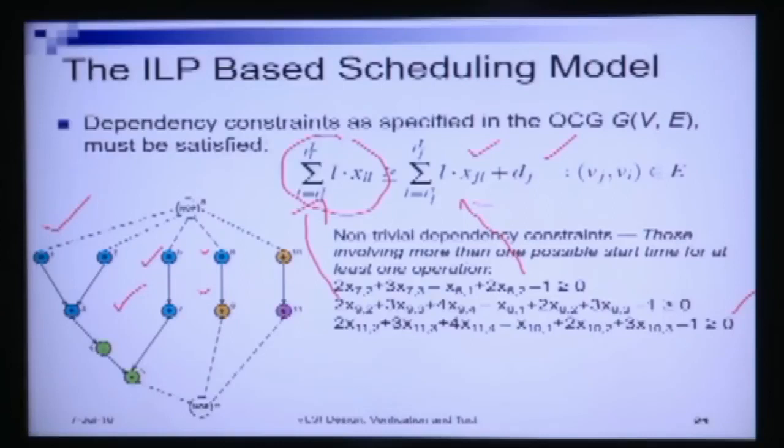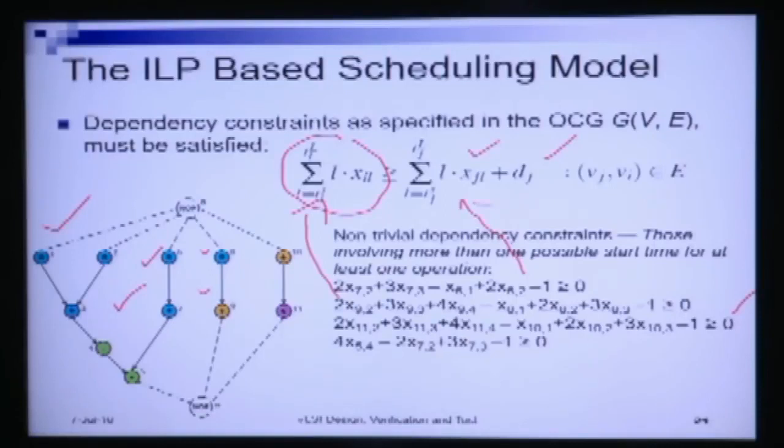Hence, progressing in this way, we get the constraint between operation 11 and operation 10. Because operation 11 can be scheduled in either the 2nd, 3rd or 4th time steps, its start time is represented by 2x11,2 plus 3x11,3 plus 4x11,4, and the start time of operation 10 is represented by x10,1 plus 2x10,2 plus 3x10,3. The difference of these two start times must be at least 1 and is represented by the third inequality shown here.